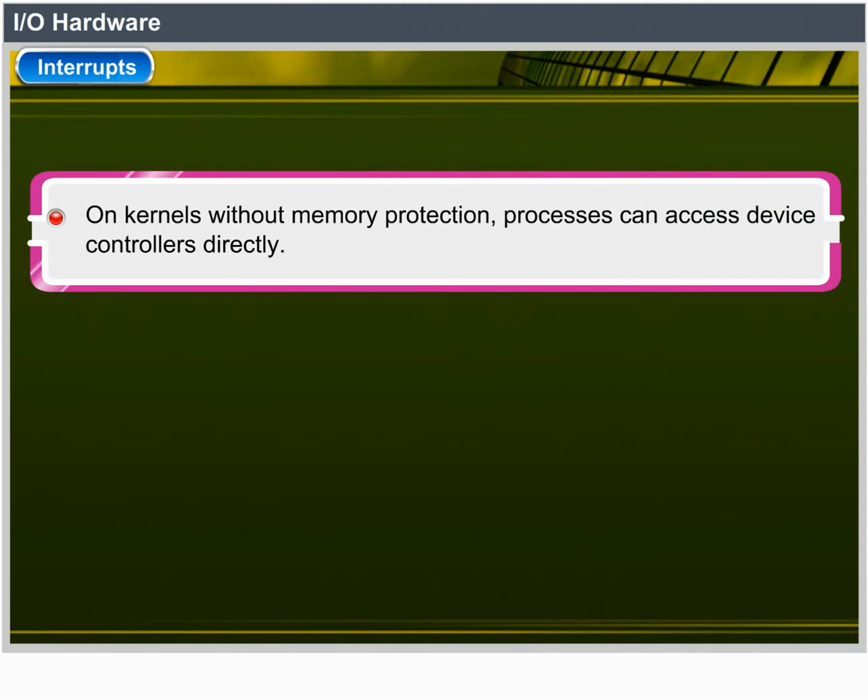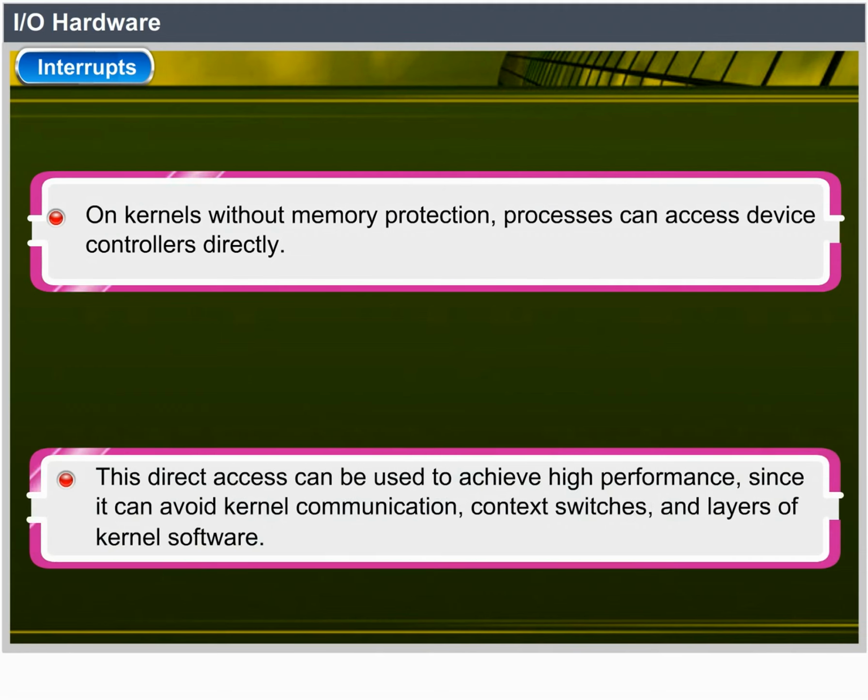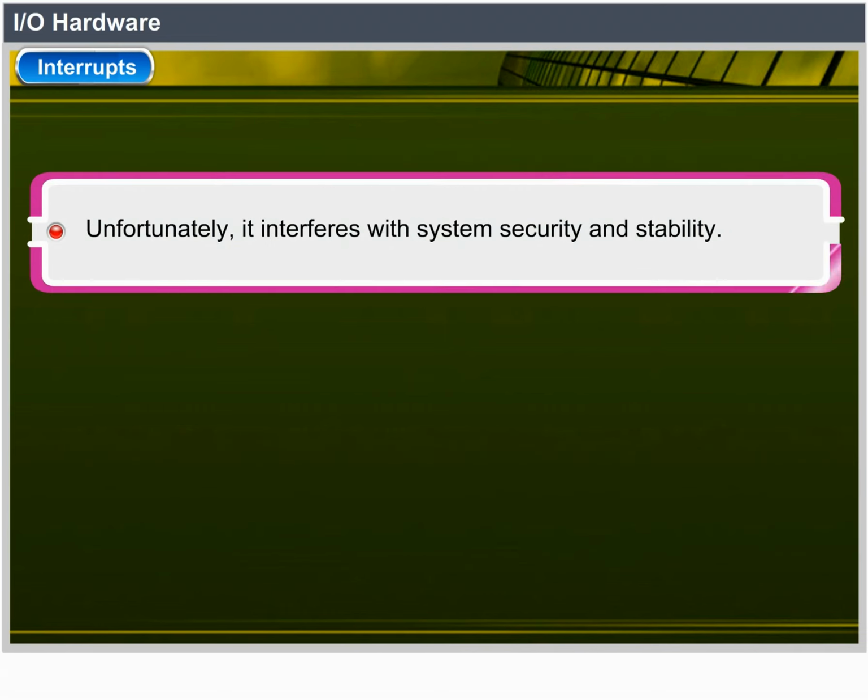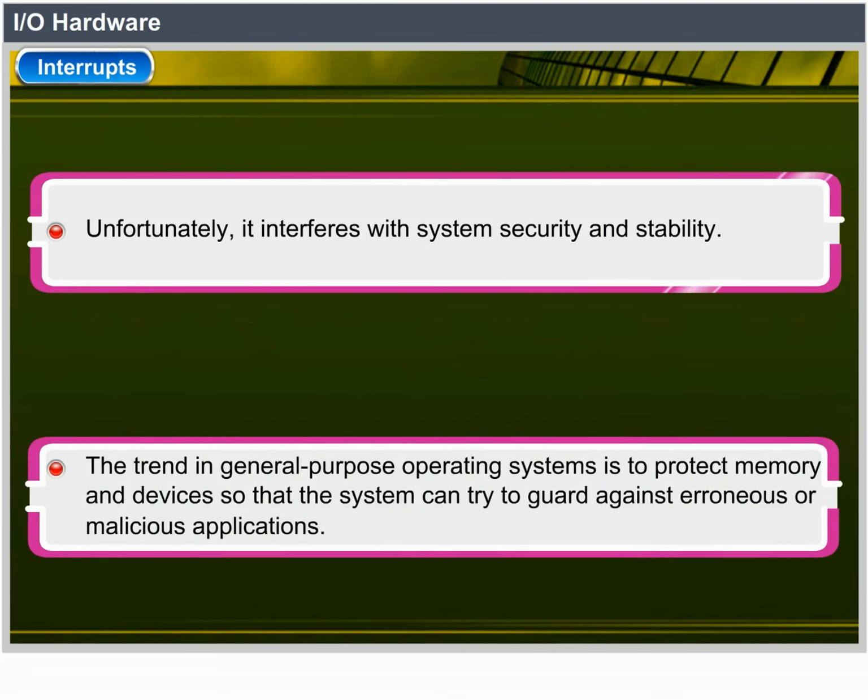On kernels without memory protection, processes can access device controllers directly. This direct access can be used to achieve high performance since it can avoid kernel communication, context switches, and layers of kernel software. Unfortunately, it interferes with system security and stability. The trend in general-purpose operating systems is to protect memory and devices so that the system can try to guard against erroneous or malicious applications.